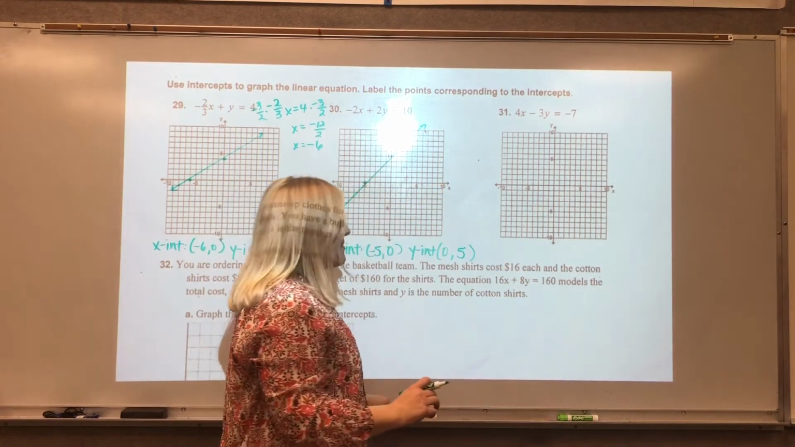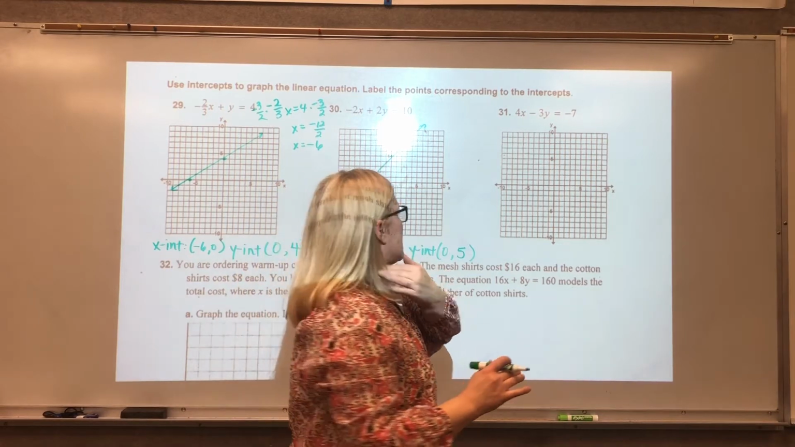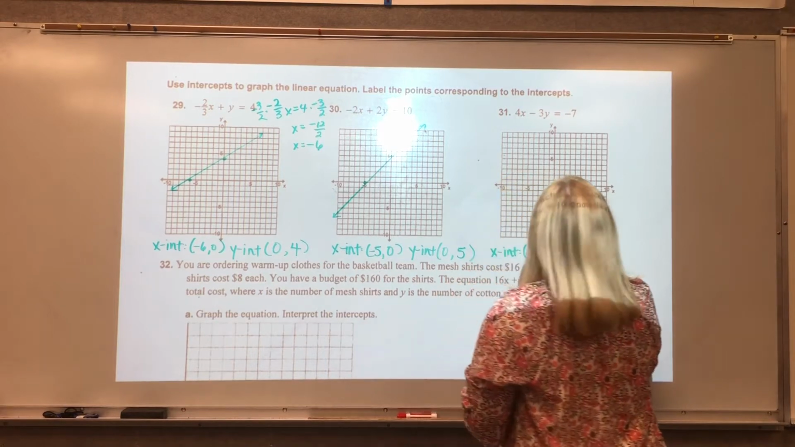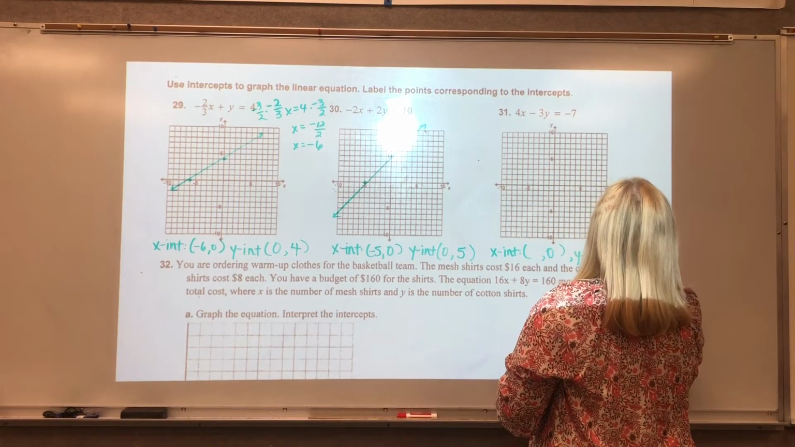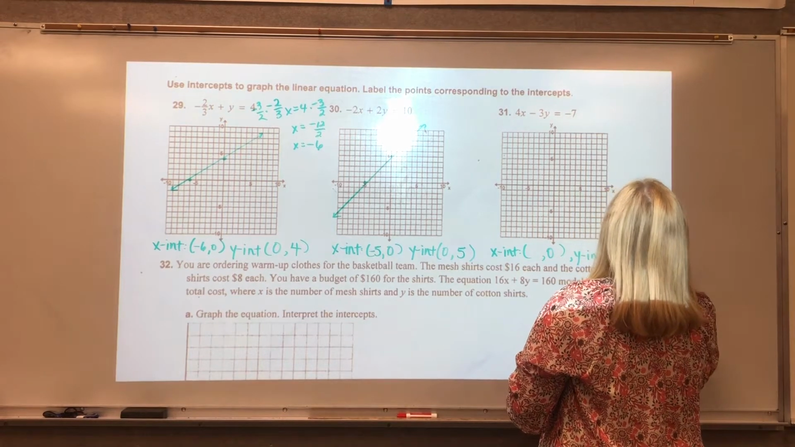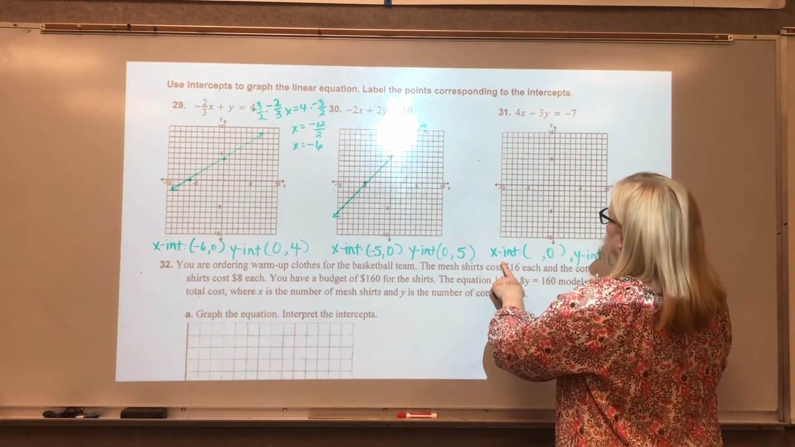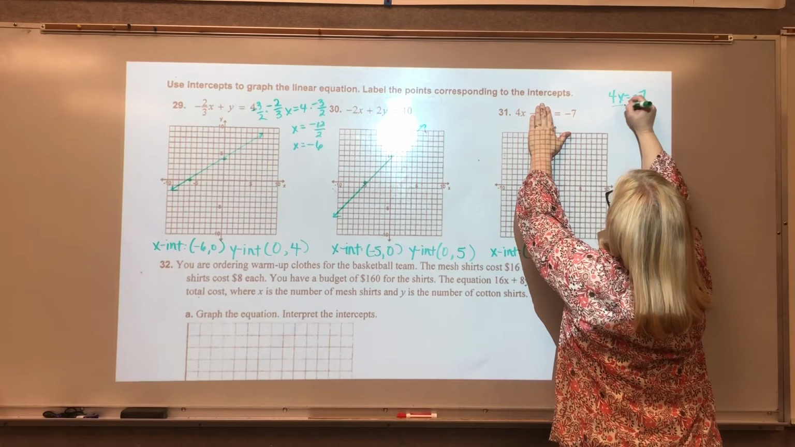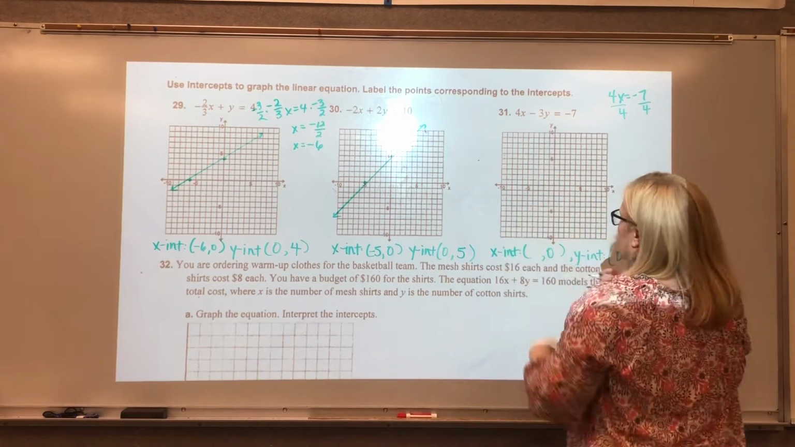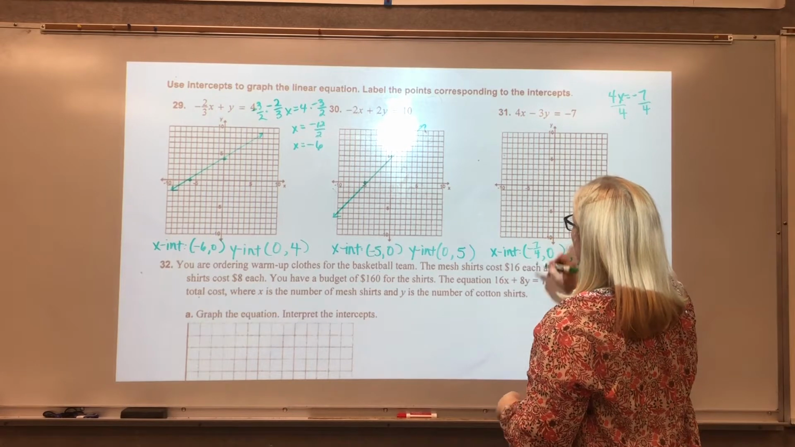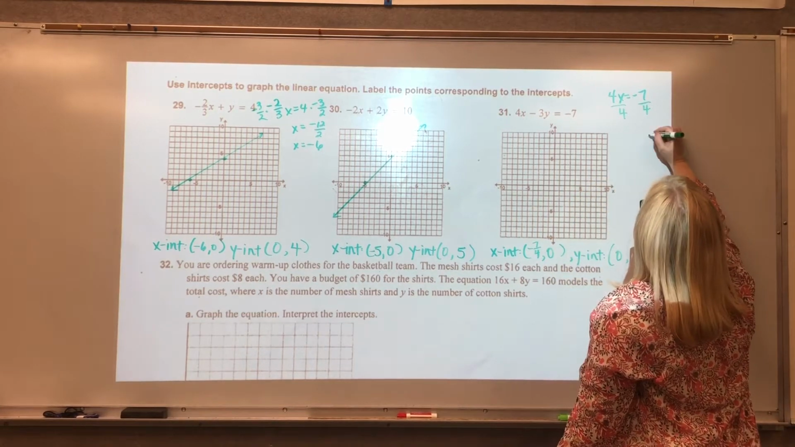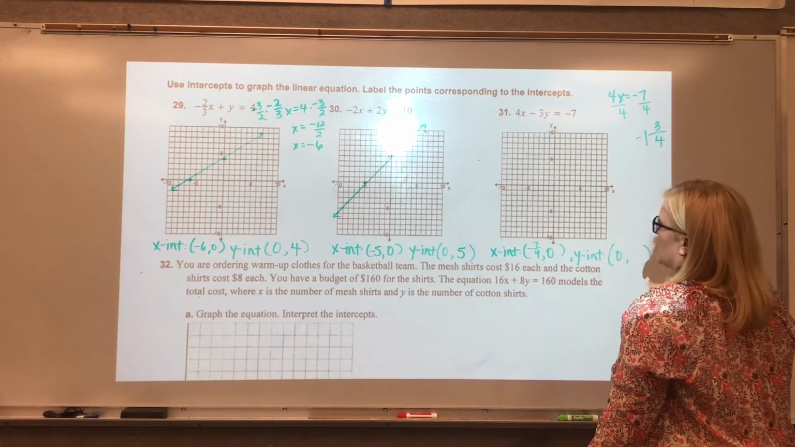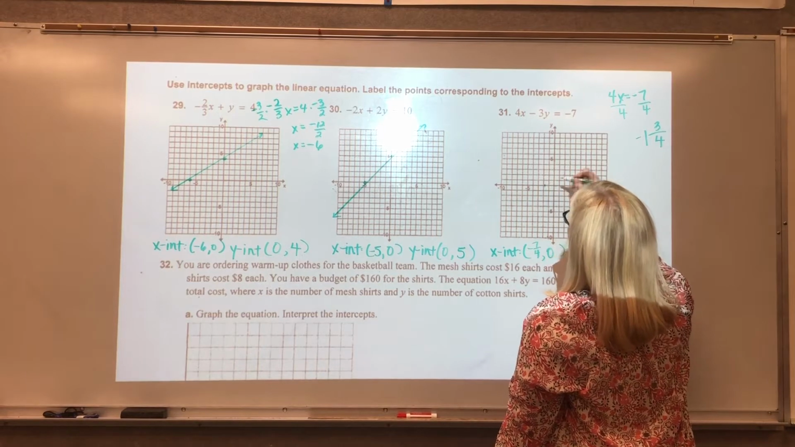Okay, and finally, these intercepts are going to be a little trickier because they're going to be fractions, but my x-intercept, again, is when 0 is y. Y-intercept is when my 0 is x. So x-intercept, if I plug in 0 for y, I'm going to get 4x equals negative 7. Divide by 4. So this is negative 7/4. So what is that? That's 4, 1. Okay, so negative 1 3/4. So 1 3/4 is about right there.